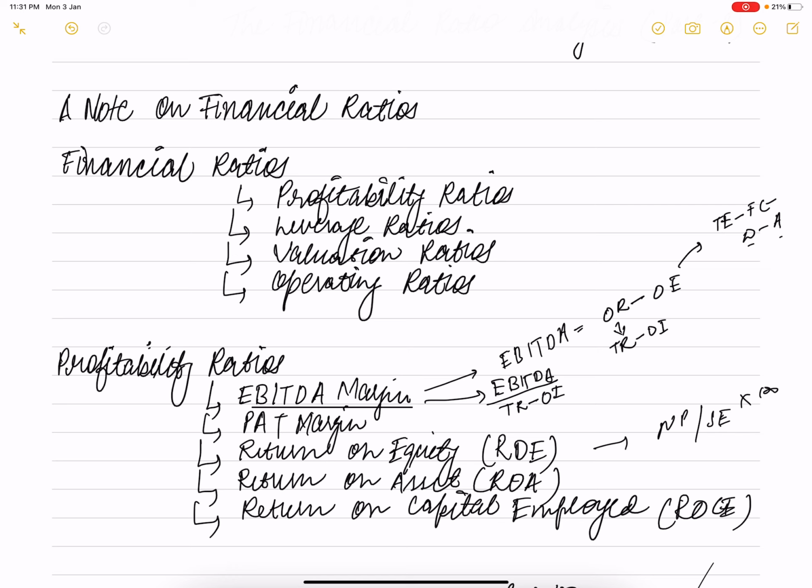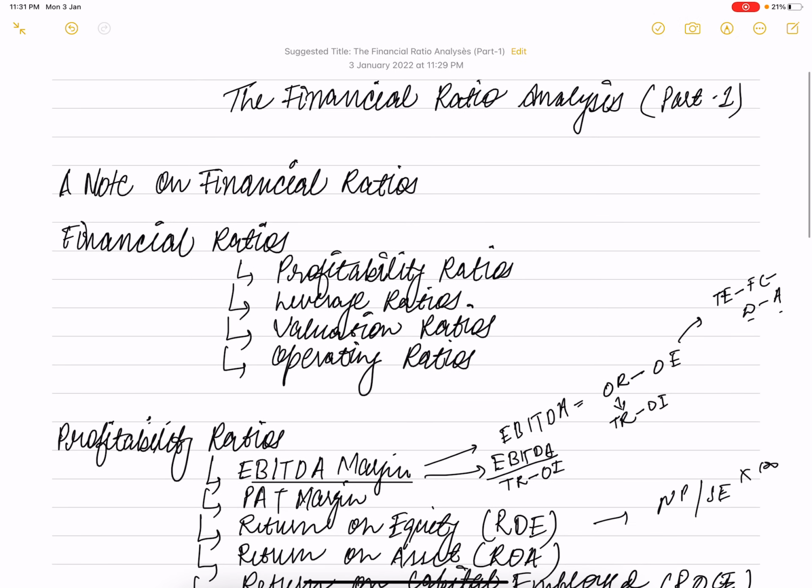For a ratio to be useful, it should be analyzed by comparing with other companies in the same industry. Also, a ratio should be analyzed both at a single point in time and as an indicator of a broader trend over time. So this is all about financial ratio analysis.